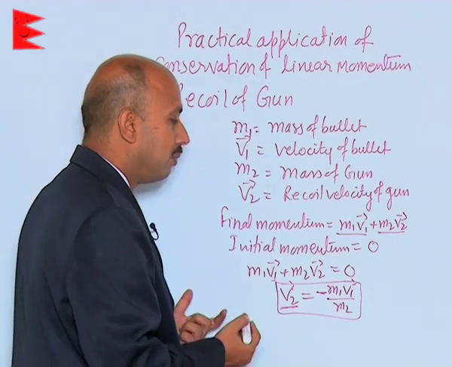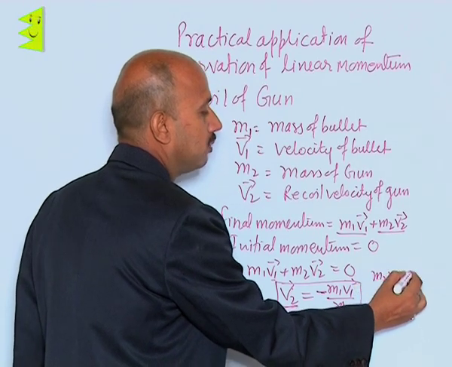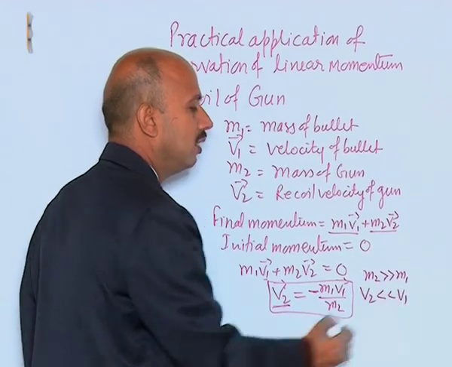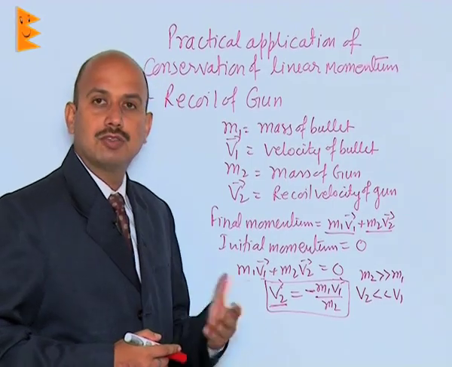As we know, m2 is much greater than m1. So we can also write that v2 is much smaller than v1. It means the recoil velocity of the gun is very small.